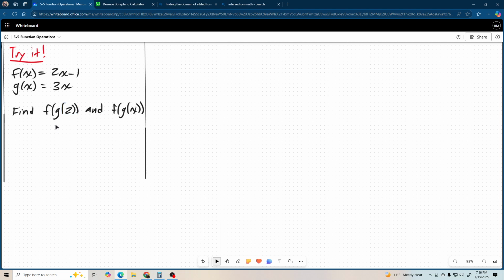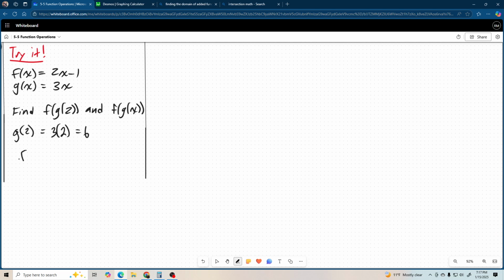All right, so let's go ahead and find f of g of 2 first, right? In other words, we're going to find g of 2 first. Well, if I'm looking for g of 2, you'll notice that everywhere we had an x, we're now going to have a 2. So this is going to equal 3 times 2, which is simply 6. So g of 2 is 6, right?